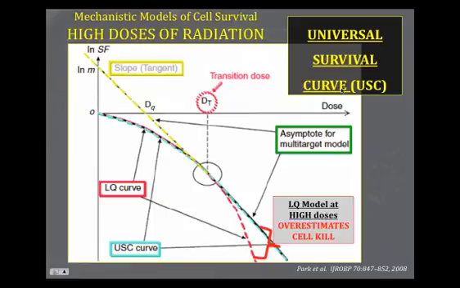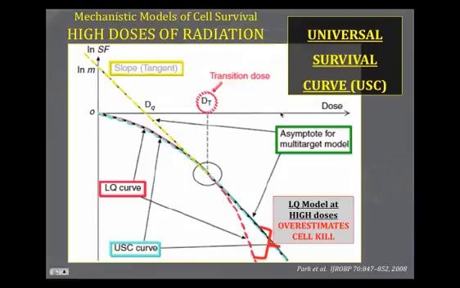It's a mathematical model, and what these authors did was combine the linear component of the linear quadratic model with the multi-target component, that's the second part of the curve of the single hit multi-target model. So they took two pieces of each model, put them together, and came up with a formula to give birth to this curve here. It's not that complicated. And why is that?